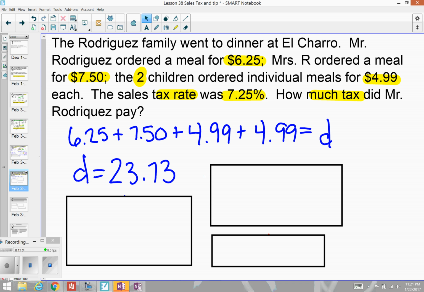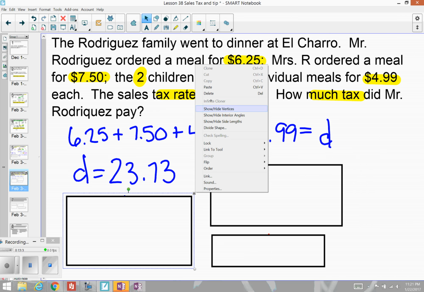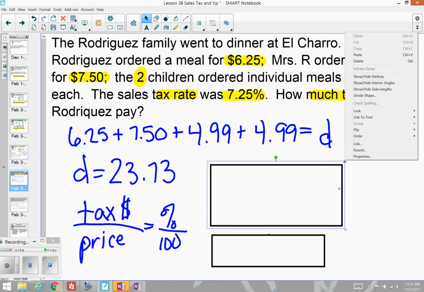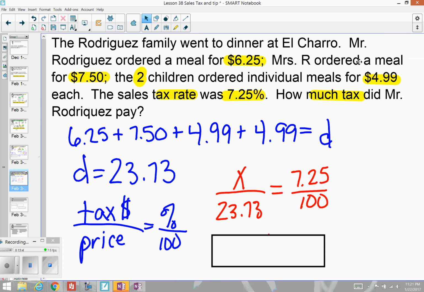All right, so now how are we going to set this up as a proportion? Because we're trying to find part of our whole. You're right. If you said we're looking for tax dollars out of our price is equal to our percent out of 100. All right, let's plug in. If you set it up right, you have that you're looking for your X, and your price of your meal was $23.73 times 7.25%. So if you remember, multiply opposite numbers, divide by the part left over.